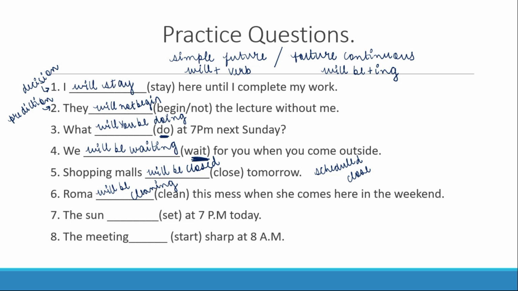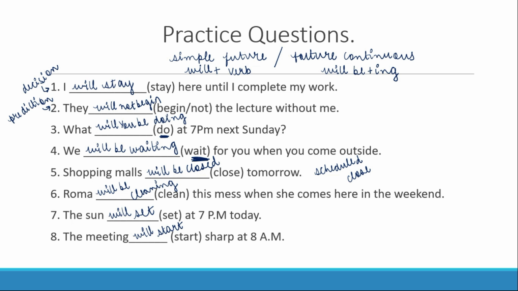The sun dash at 7 p.m. today. So you're making a prediction. The sun will set. The meeting dash sharp at 8 a.m. Okay, so it is a scheduled event. So the meeting will start sharp.